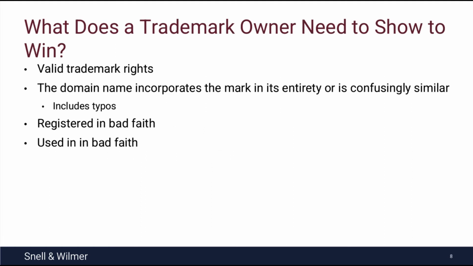So in a UDRP proceeding, and by the way, these elements are also very similar for a cybersquatting action, what does the trademark owner need to show to win one of these proceedings? First off, they have to show that they have valid trademark rights. So let's go back to our restaurant example. If your trademark is for McDonald's and you've got a registered trademark at the United States Patent and Trademark Office, you're probably going to be able to show that you've got valid trademark rights.